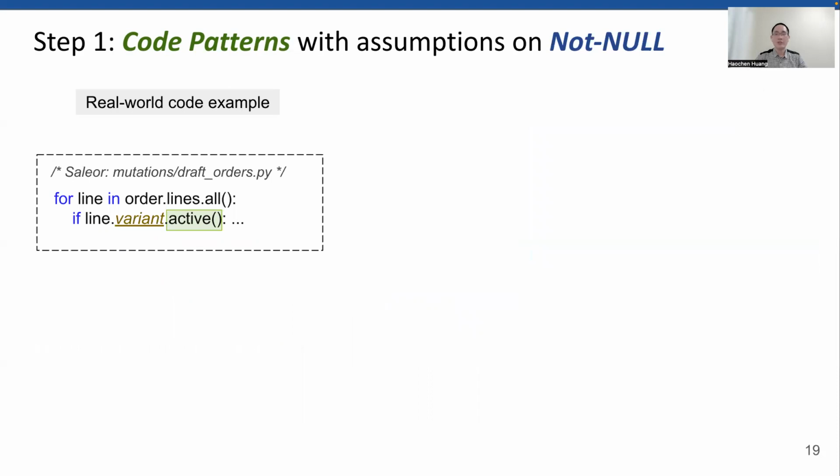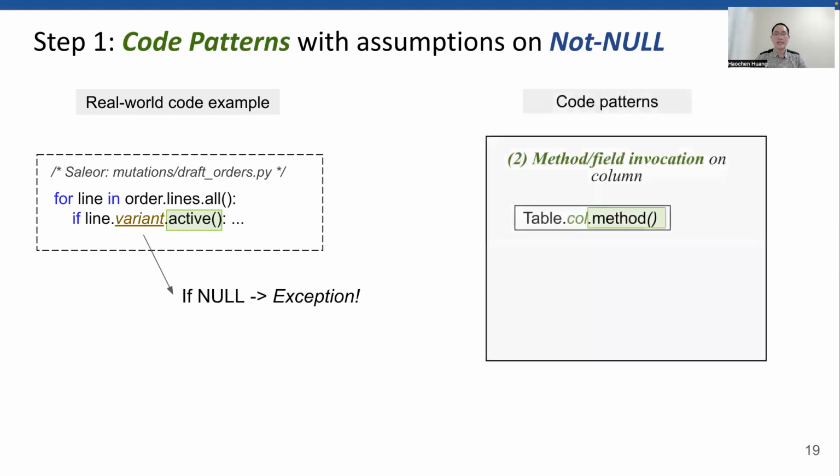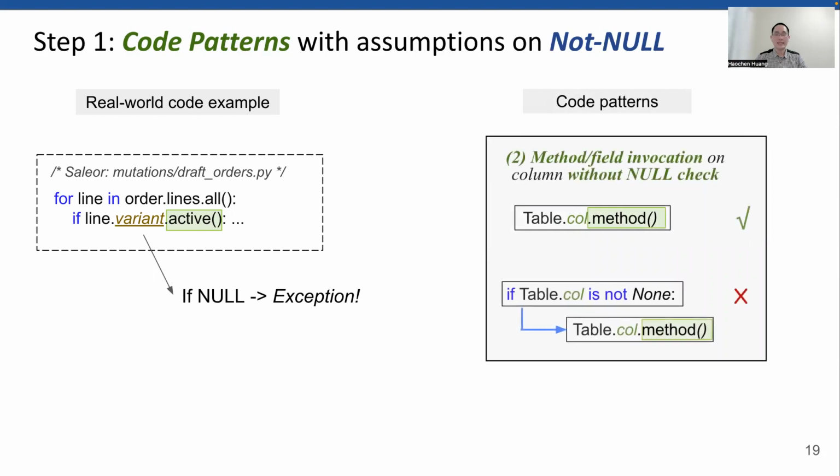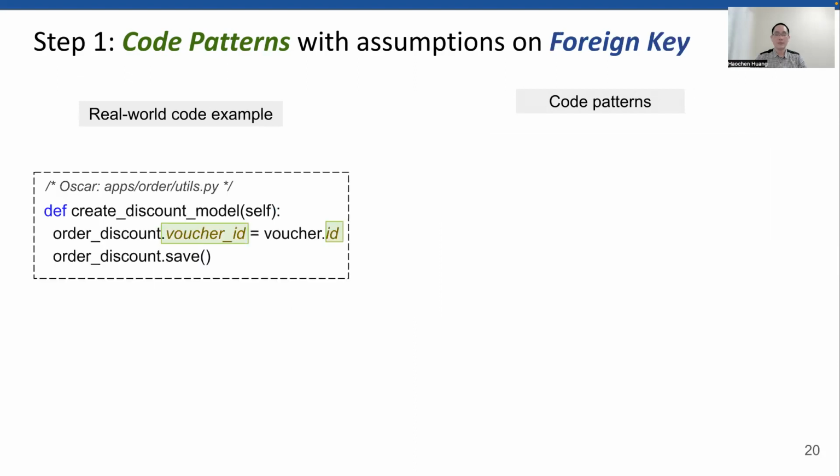The code invokes a field or method on a column, line.parent, indicating that the column should be not none. Otherwise, invocation on none will throw an exception. So we summarize it as a pattern and further refine the pattern to exclude cases that have explicit non-checks before the invocation, as the check will make it a false positive.